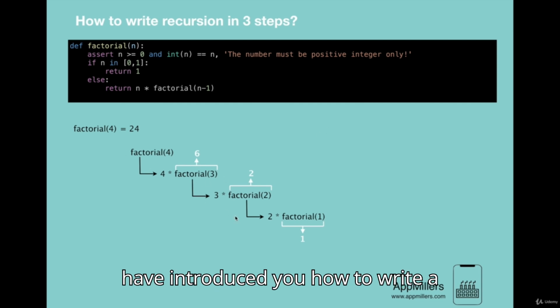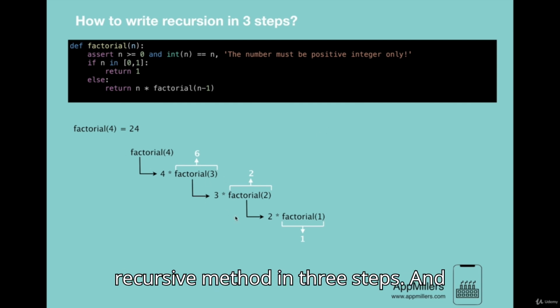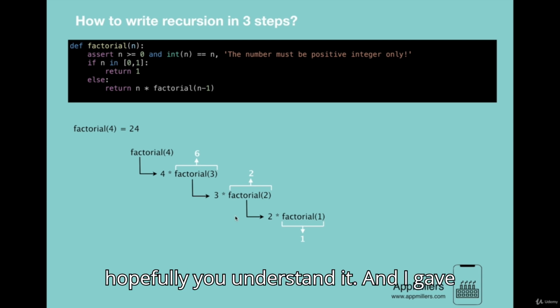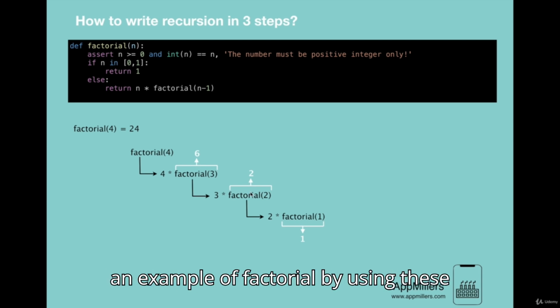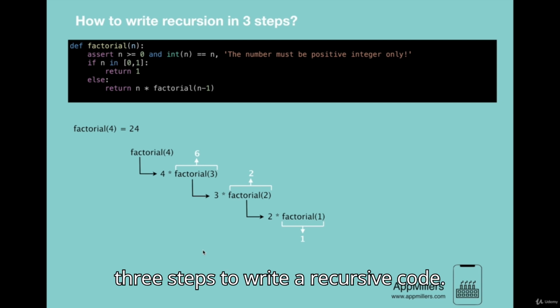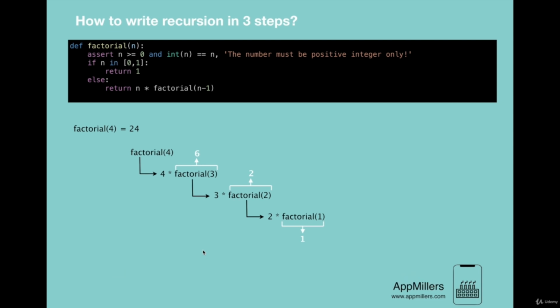Now in this lecture, we have introduced how to write a recursive method in 3 steps, and hopefully you understand it. I gave an example of factorial using these 3 steps to write recursive code. Hopefully everything is clear now.